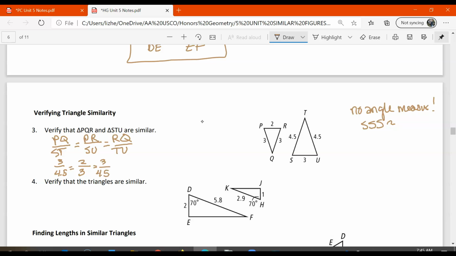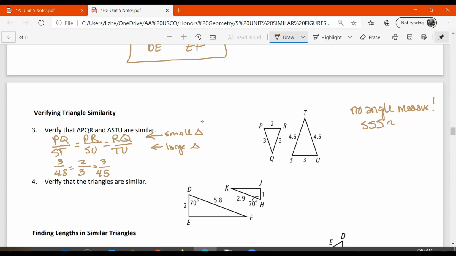Notice I'm consistent. I put all the sides of the small triangle on top and all sides of the large triangle on the bottom. You need to be consistent with that. And now what I'm trying to do is prove these are equal, all 3 of those fractions. So you have a couple ways to do that. Sometimes it's easy because you can just see that they're true, and maybe you can see that.